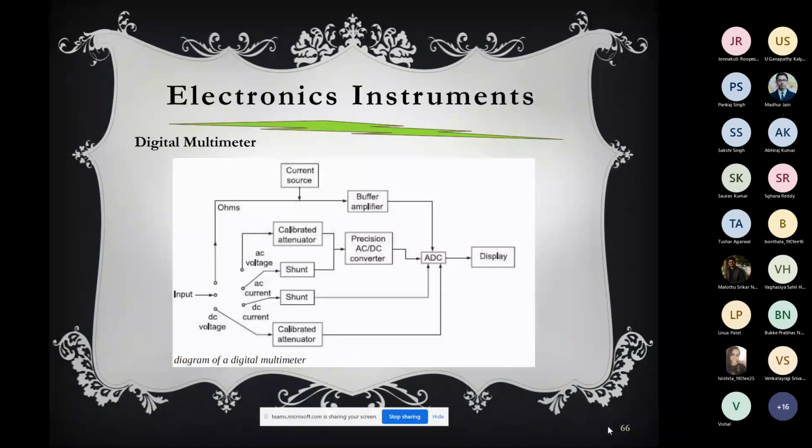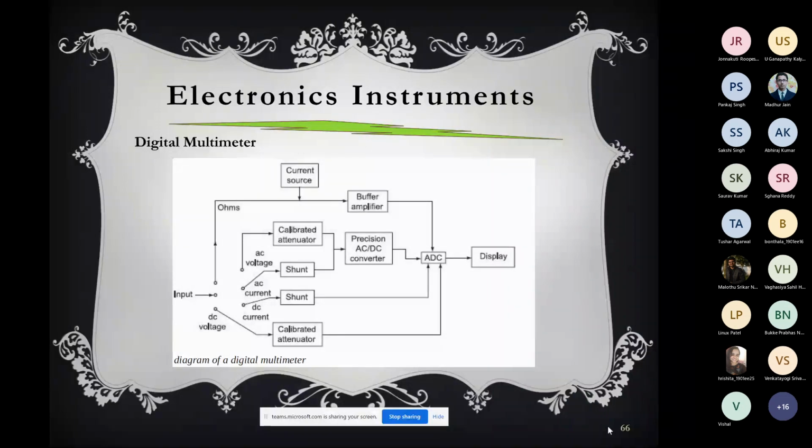For example, if you want to know the frequency, that will be processed with a clock and a counter. If you want to know the voltage, then once it is A to D converted, you can measure the time period, and then from the time period you can tell the peak or RMS. RMS you can determine.